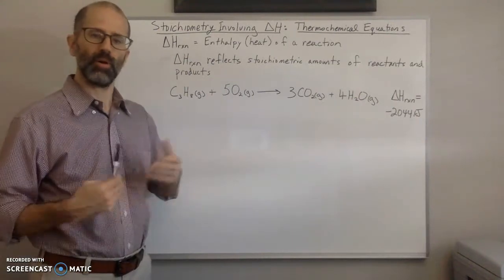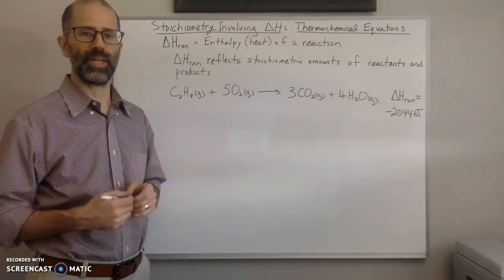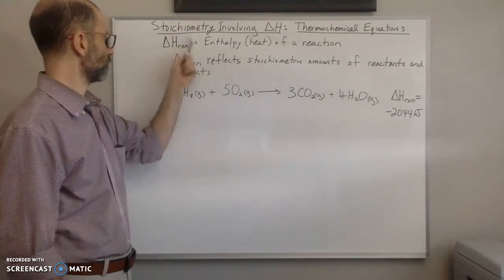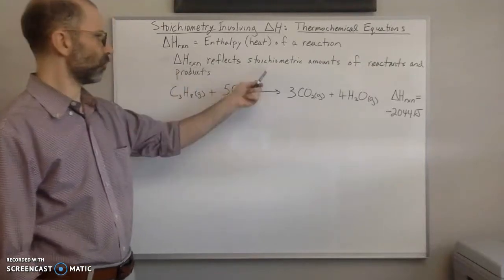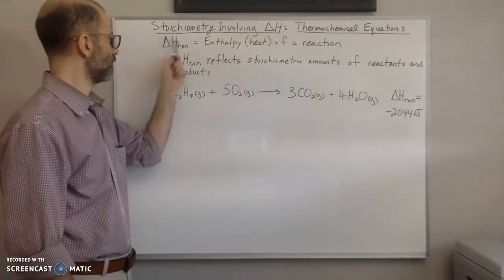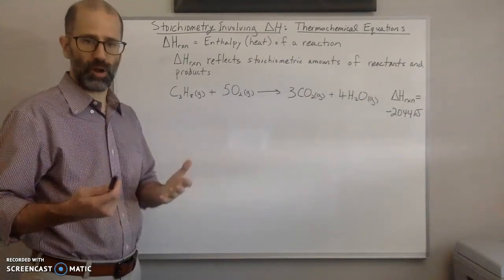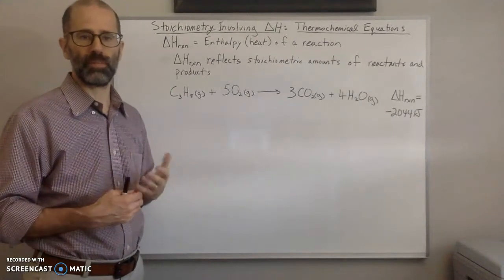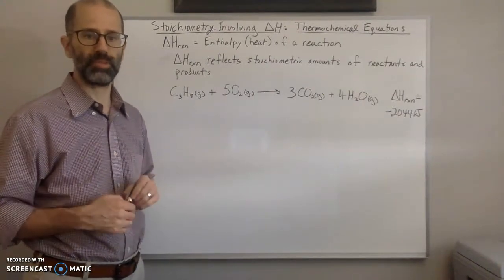We first have to learn what the delta H of a reaction is, or the enthalpy or heat of a reaction. The enthalpy or heat of a reaction is represented by this delta H reaction, and this is going to reflect the stoichiometric amounts of reactants and products. So the delta H of the reaction is basically the amount of heat either evolved or absorbed by the reaction given a certain number of moles of reactants or products that are reacted or formed.